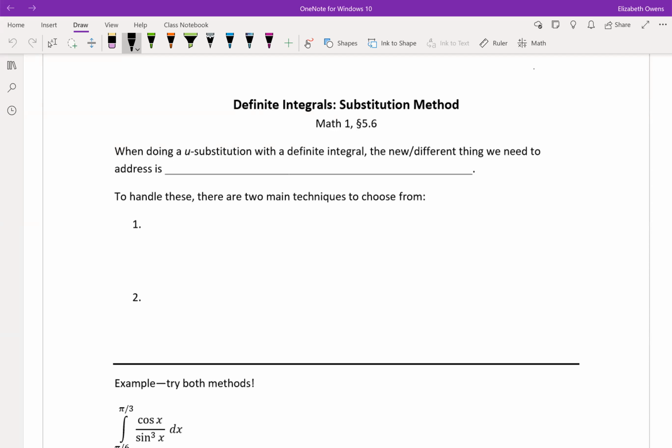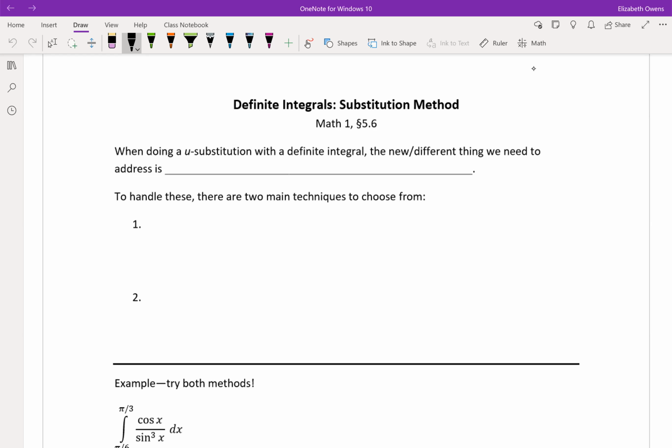Hello and welcome to section 5.6. We're splitting this section into two parts because there really are two separate parts to it. In this first part, we're going to be looking at the substitution method again, but this time for definite integrals. We already looked at the substitution method for indefinite integrals in the last section, but now we're going to tweak that to adjust to definite integrals.